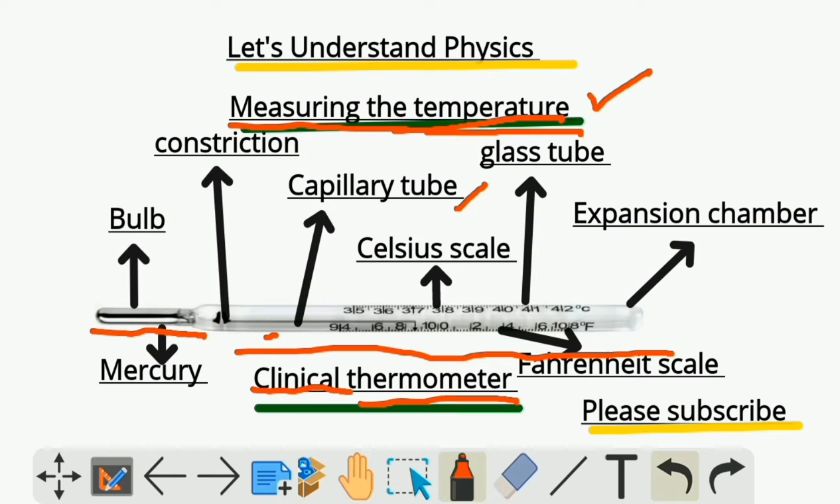Next, there will be two scales on this glass tube. One scale we call the Celsius scale. Here Celsius is a scientist, and one more scale is the Fahrenheit scale. Fahrenheit is also a scientist. Now let's see briefly about these scientists, just for information.